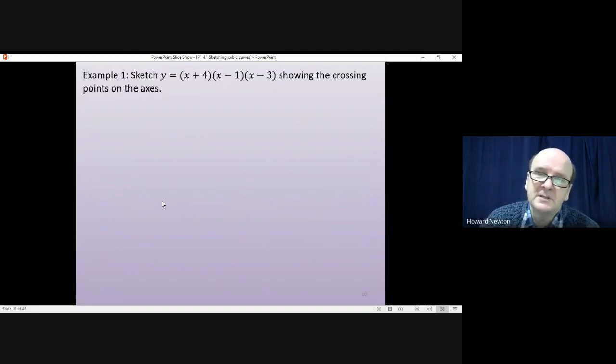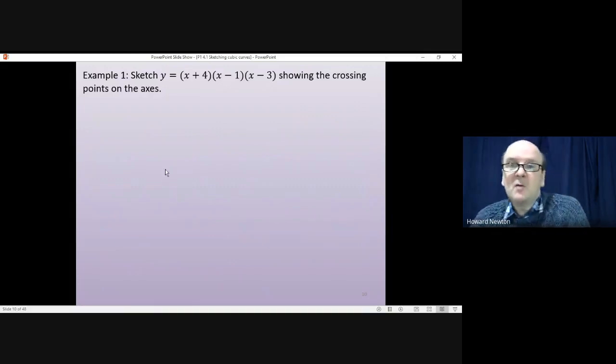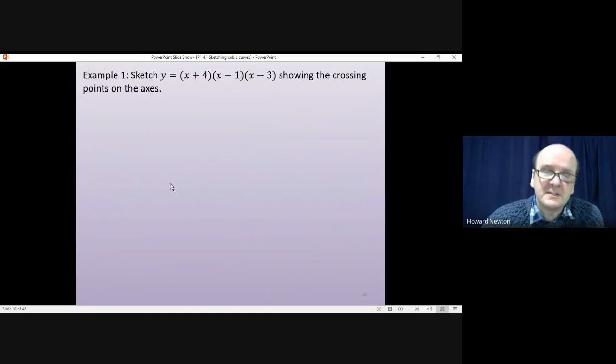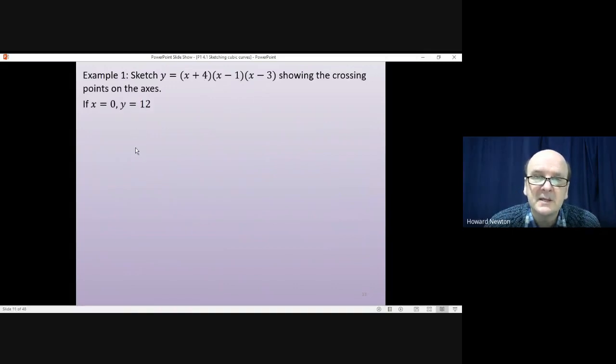Okay, let's have a look at this together. Now, when we sketch quadratics, we'd find the crossing points on the axes, and the easiest one to find is the crossing point on the y-axis, which is when x equals 0. Now, if x equals 0, in these brackets, you'll just have 4 times minus 1 times minus 3, and that gives you plus 12 for y. So that's the crossing point on the y-axis. It crosses at y equals 12.